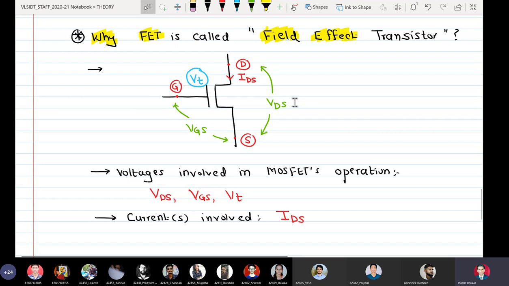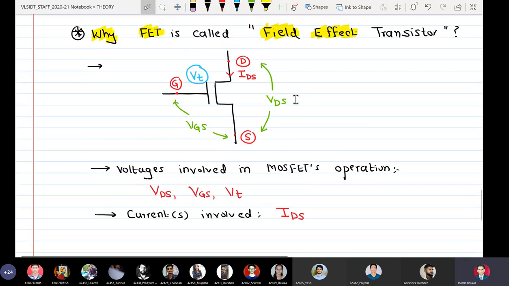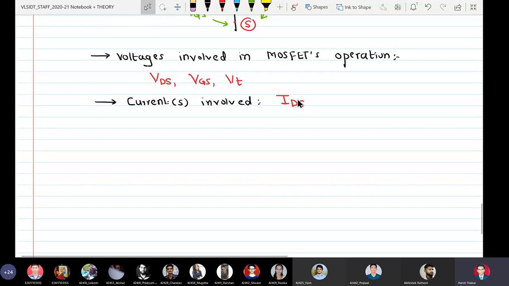Now the inequalities between these three voltages are responsible for deciding whether the MOSFET is going to operate in the cutoff region, saturation region, or the ohmic or linear region or sub-threshold region. I repeat, the inequalities between VDS, VGS and VT are responsible for the operating region of the MOSFET. Another important thing is this now.